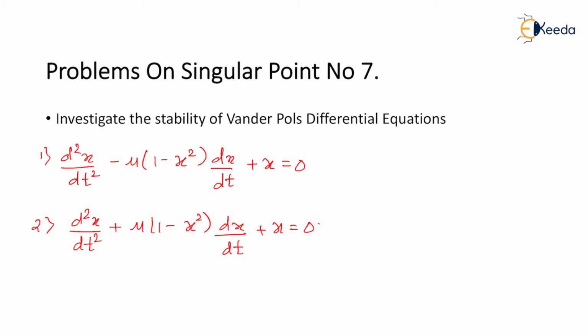The problem says investigate the system stability using van der Waals differential equation. The first problem given to you is d square x by dt square minus mu, the whole with 1 minus x square into dx by dt plus x is equal to 0. And the second problem says d square x upon dt square plus mu, with 1 minus x square into dx by dt plus x.